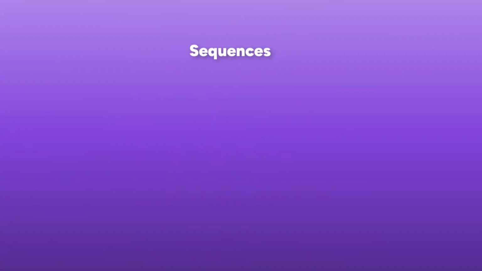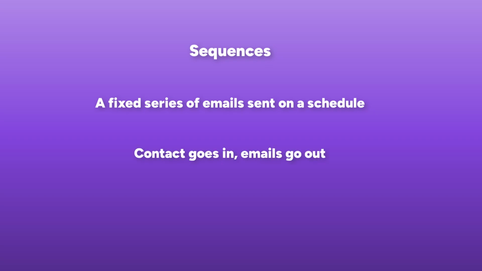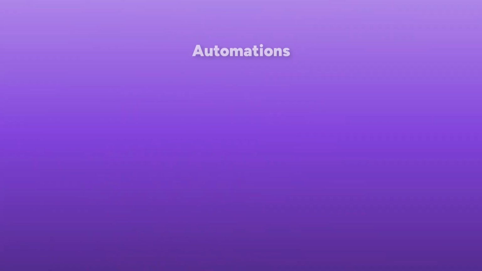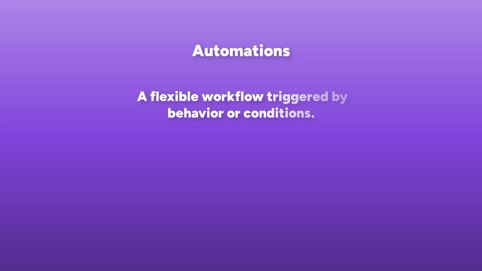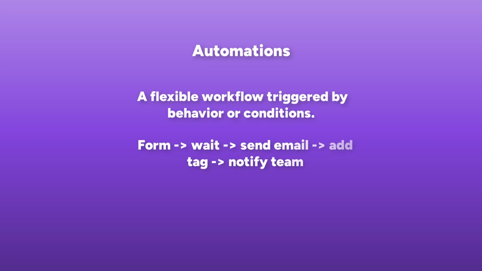So here are a couple of quick definitions that might be helpful before I show a couple of examples. Sequences are a fixed series of emails sent on a schedule. Contact goes in, email goes out on day 1, day 3, day 7, etc. So these are simple, predictable, great for nurturing. Automations are a flexible workflow triggered by behavior or conditions. Think, when someone fills out this form, I want to wait 10 minutes, then send a welcome email, then add a tag, and oh, by the way, notify my team.